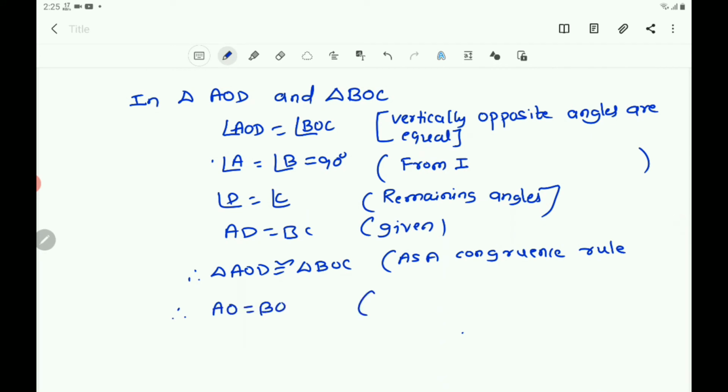What is the reason here? CPCT, corresponding parts of congruent triangles are equal. Here you proved that triangle AOD is congruent to triangle BOC with the help of the ASA congruence rule. And once you prove that the two triangles are congruent, the remaining corresponding parts also become equal. Therefore, according to CPCT, you can write that AO is equal to BO.